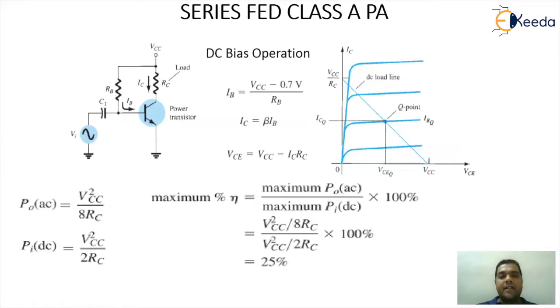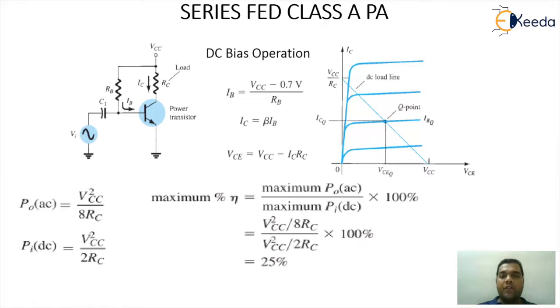So the first circuitry that we are going to discuss in this session is the series fed class A power amplifier. If your observation is sharp, you can look at the figure on the left hand side. You will find a power transistor, resistances RC and RB, where RC will work like a load, a VCC power supply, a coupling capacitor C1, and an input source Vi. The output will be taken from the collector end.